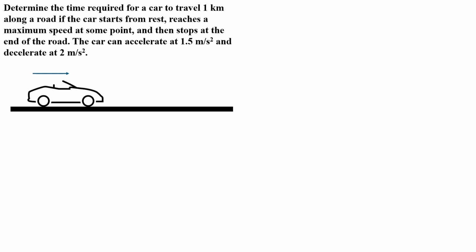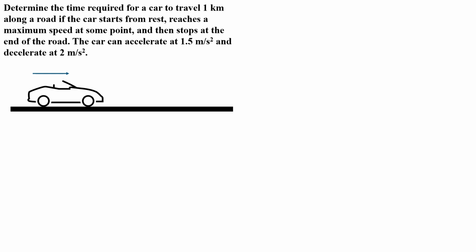This is a question on continuous motion in dynamics. The question says, determine the time required for a car to travel 1 kilometer along a road if the car starts from rest, reaches the maximum speed at some point, and then stops at the end of the road. The car can accelerate at 1.5 and decelerate at 2 meter per second square. Okay, now what do we need to do here?